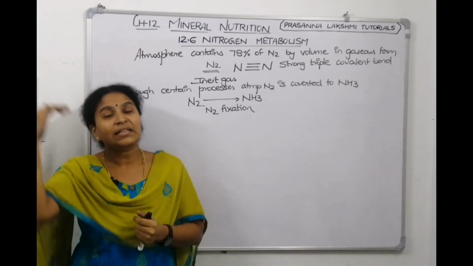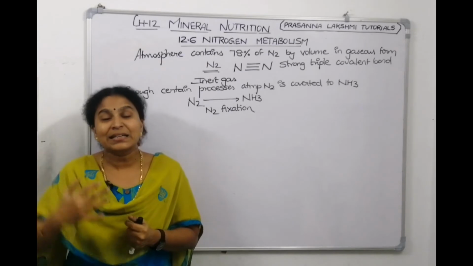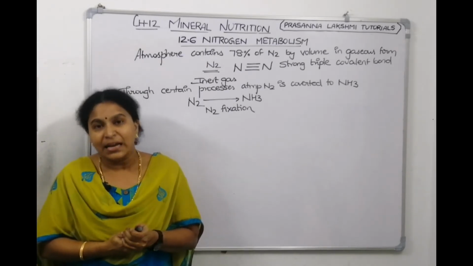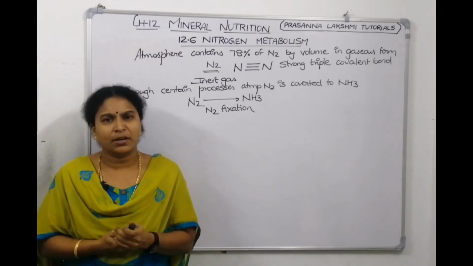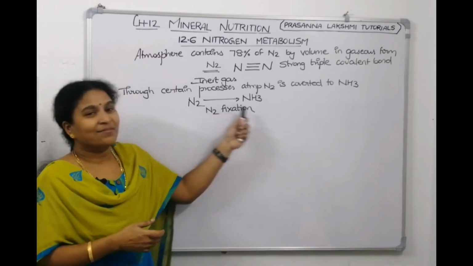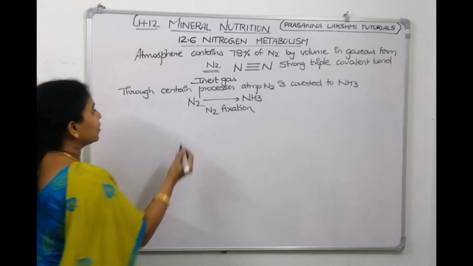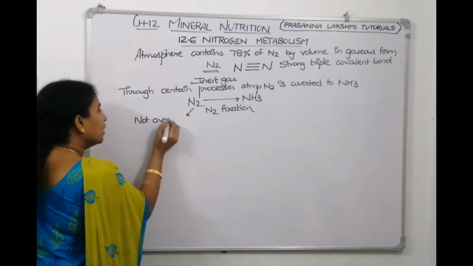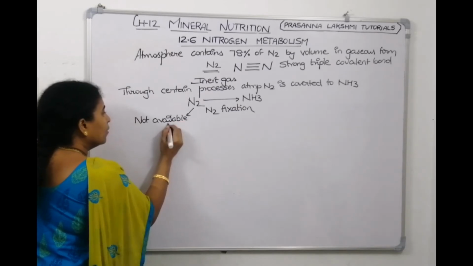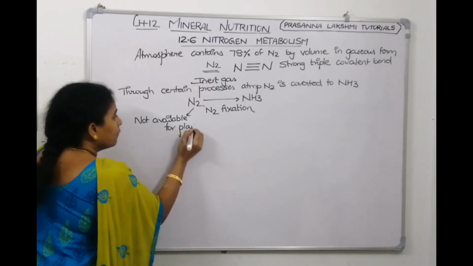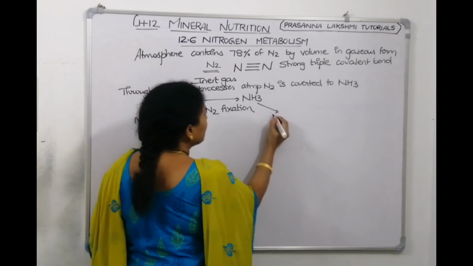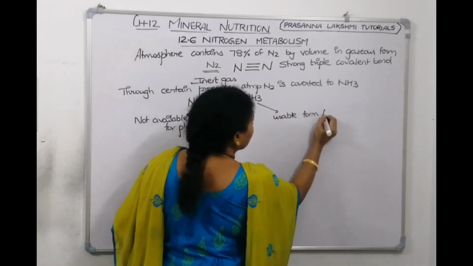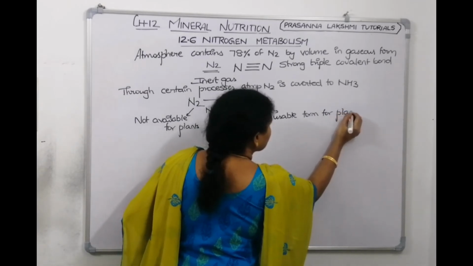By UV lights and thunderstorms, using that electrical energy, nitrogen gets converted to ammonia. That is called electrical nitrogen fixation. Whatever it is, nitrogen is getting converted to ammonia. This nitrogen is not available for plants, whereas this ammonia is a usable form for plants, right?